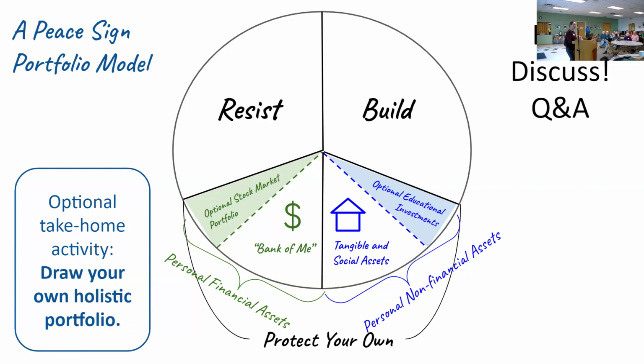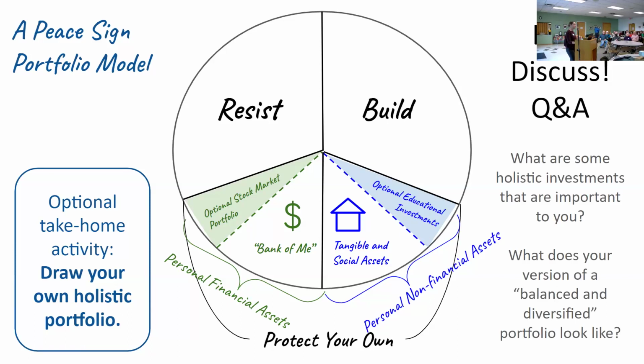I'd love to know your questions, but I thought some good reflection questions, if you wanted to share your thoughts on either of these, could be: what are some holistic investments that are important to you? Like, what are some ways that you think more broadly than financial investments about investments you're making today for the future? And what does your version of a balanced and diversified portfolio look like? So, yeah.